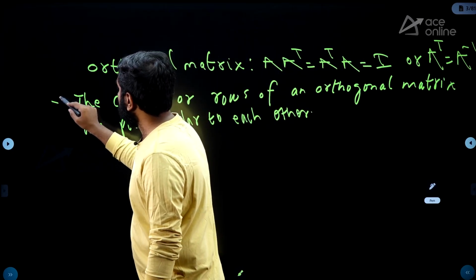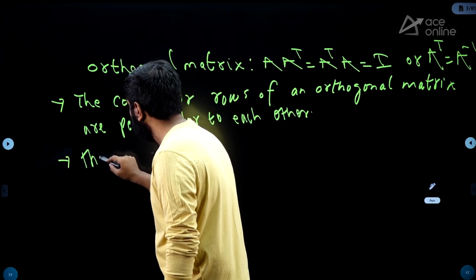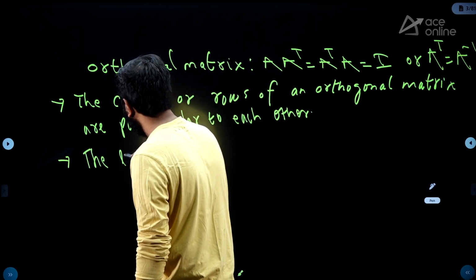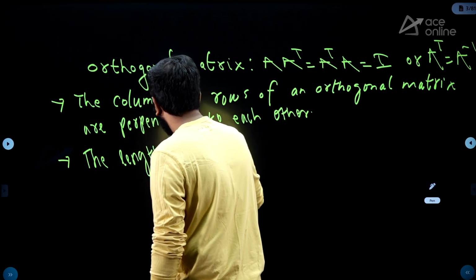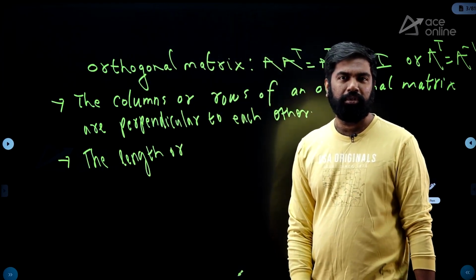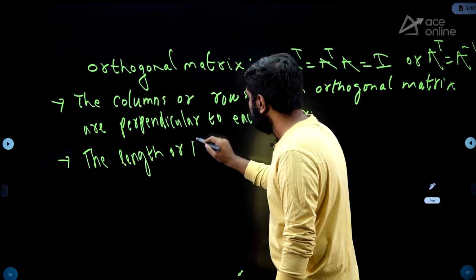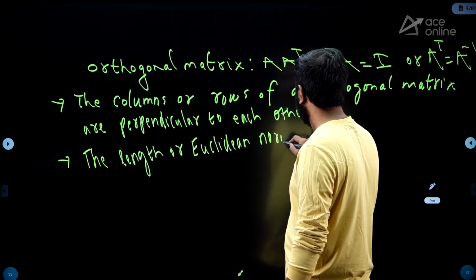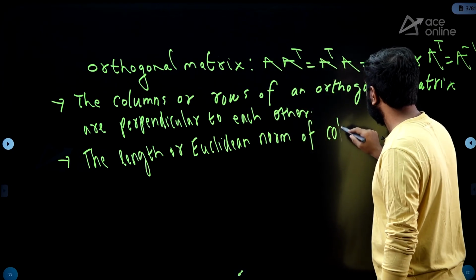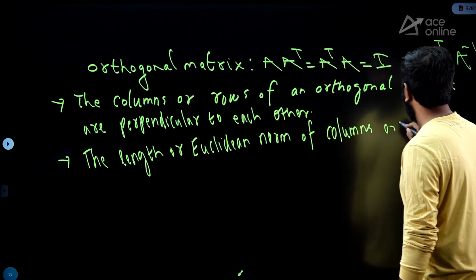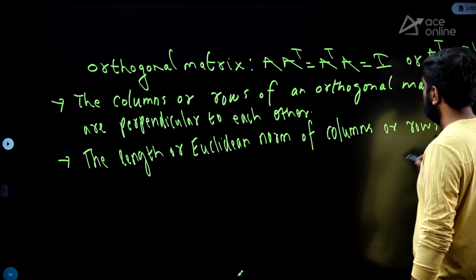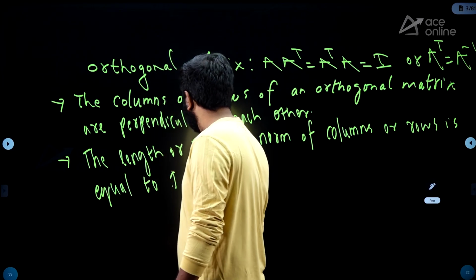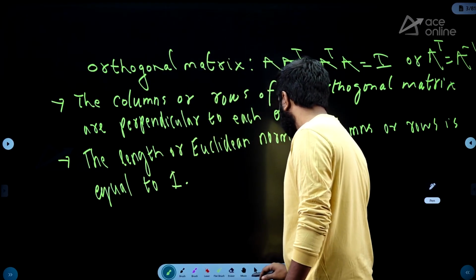This is the first point, okay? The next point is, this is called the length, or this word Euclidean norm can be asked in your exam, don't confuse. The Euclidean norm of columns or rows is equal to 1. Okay, this is about the orthogonal matrix.